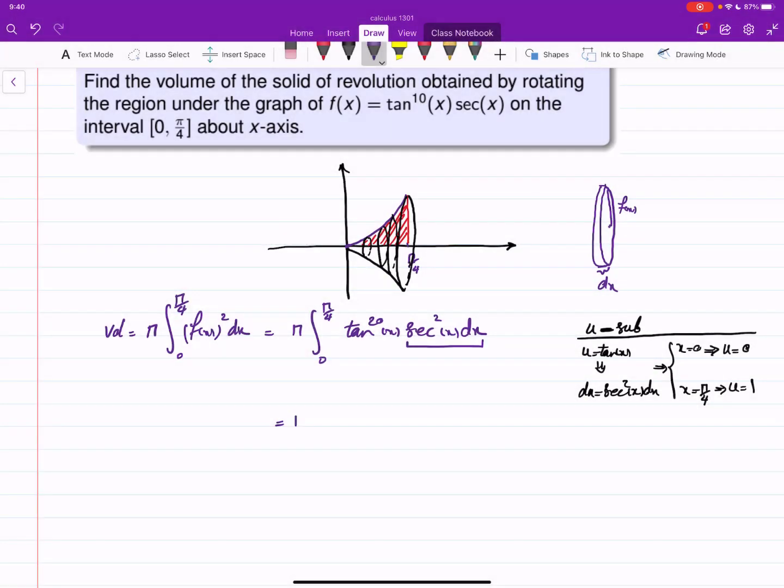Now my x integral can be easily transferred to a u integral, and this will be u to the power 20 du, and that's just a simple integration rule. This will be u to the 21 over 21, going from 0 to 1, and if you plug in 1 you get 1 over 21, and if you plug in 0 you get 0. So the volume of that object is going to be pi over 21.